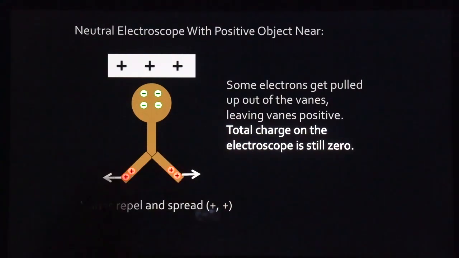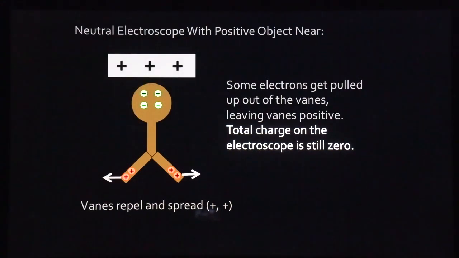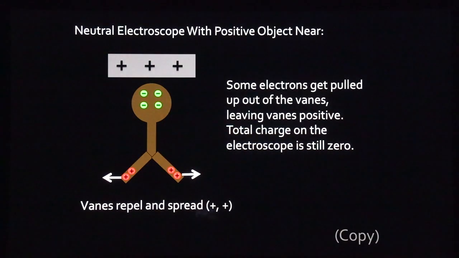I have 4 positives here, right? And I have 4 negatives up here. Net charge is 0. Has to be because I never touched the electroscope. I only shifted the charge around. So what I would like you to do is to copy this into your notes. So I'll create a pause for you to copy this down.